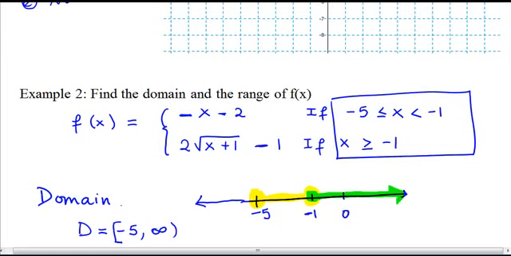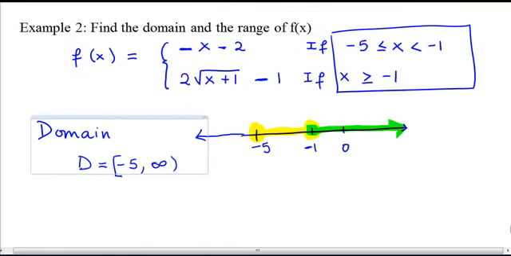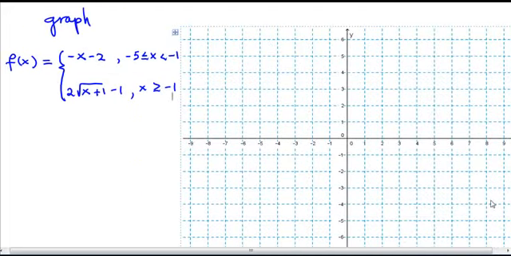And to find the range, I found the easiest way is to graph the function first and then find the range. So let's graph the function. I just write the function again and get my graph paper to help with the graph. Once again, this is the domain here. To graph the first part, I recognize this is a straight line. The slope is minus 1 and the y-intercept is minus 2.